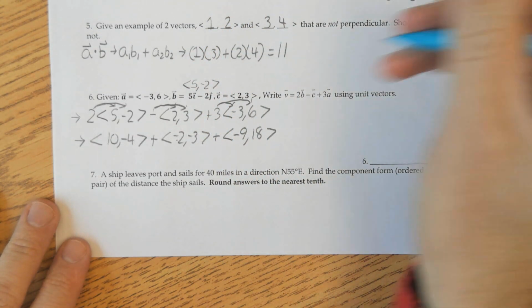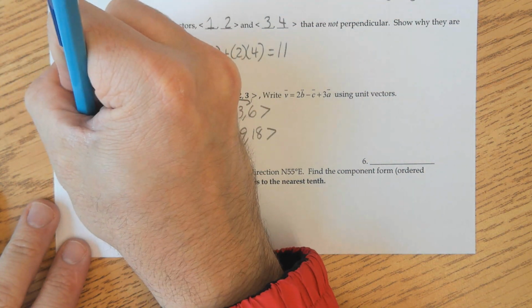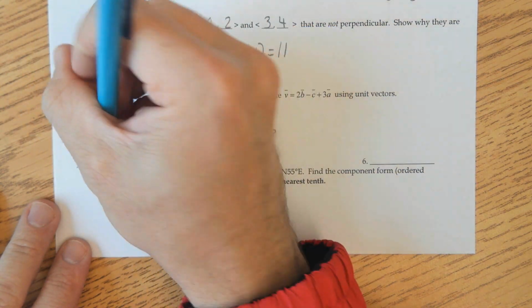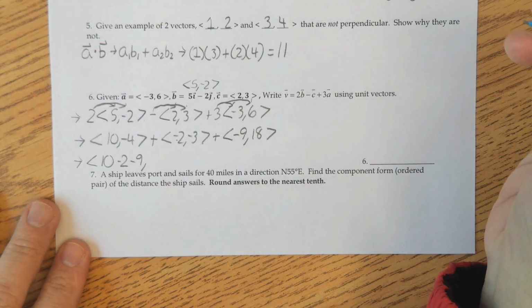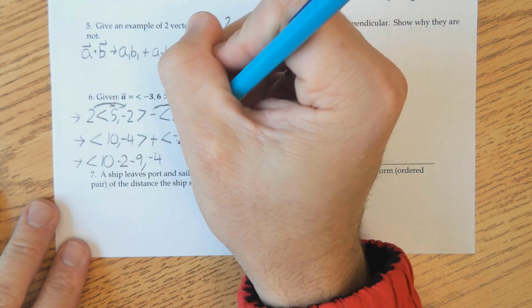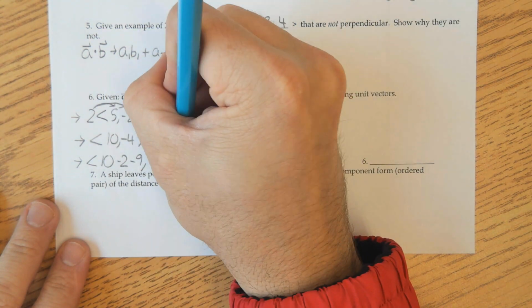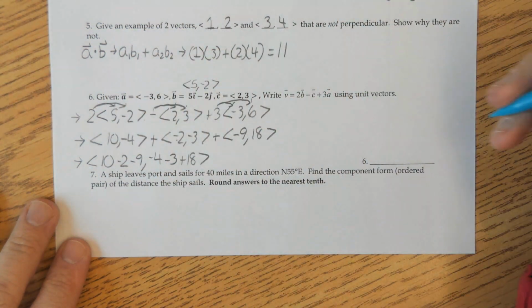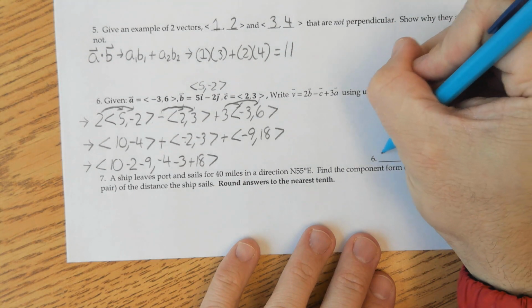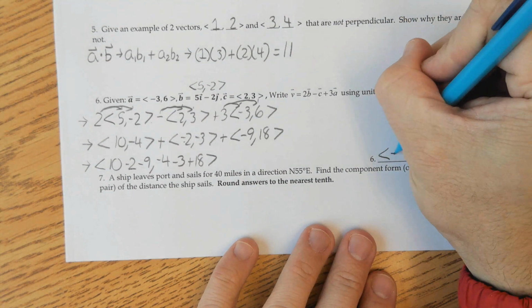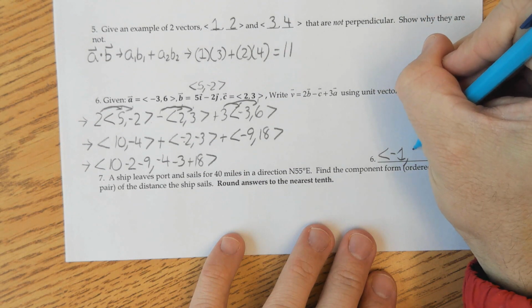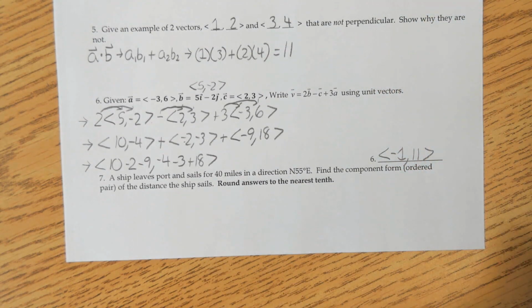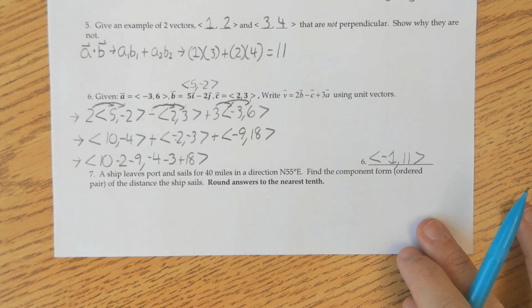Okay, now we're just going to add all of the same components together. So I want all the horizontal components. So it's going to be 10 minus 2 minus 9. And then the vertical components are going to be negative 4 minus 3 plus 18. And so when you add those all together, you're going to get negative 1. And negative 7 plus 18 is a positive 11. And there you go. So that's vector V's component form there.